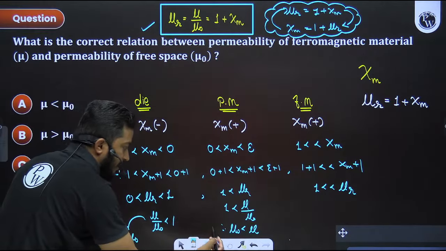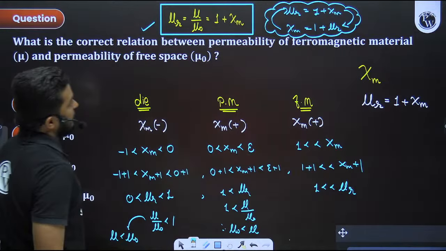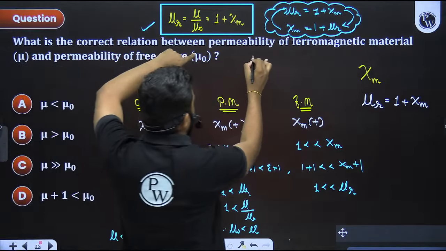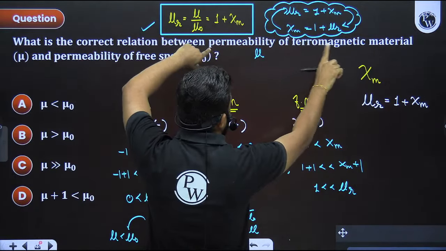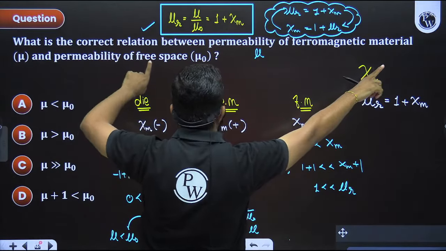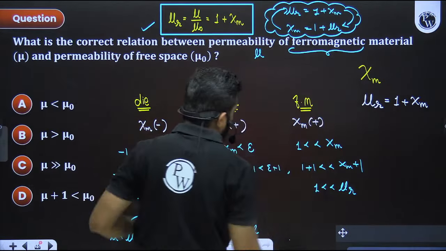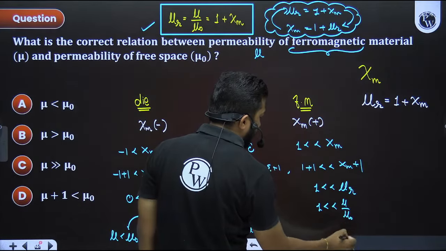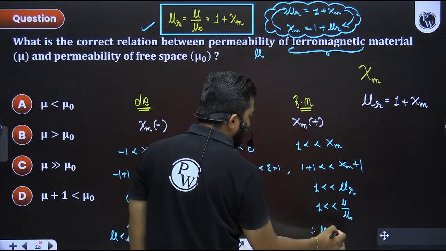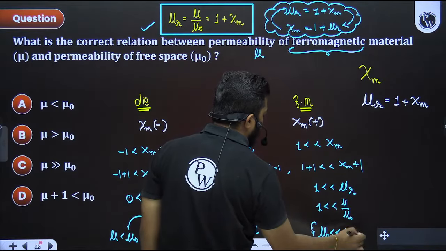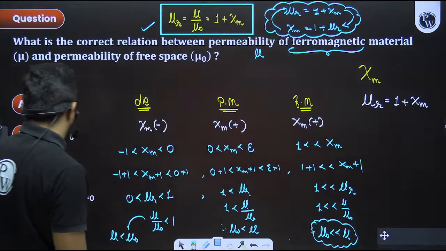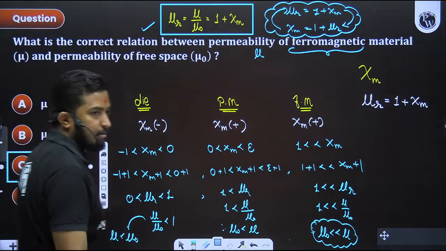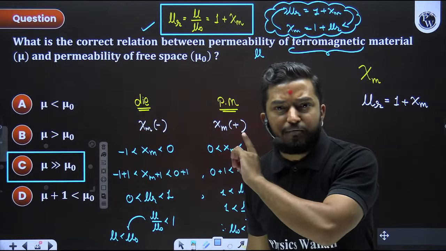For the paramagnetic we can say mu naught is less than mu. And what they actually asked here is the correct relation between the permeability of the ferromagnetic material, mu, and the permeability of free space. For the ferromagnetic, 1 is much less than mu r, which is mu upon mu naught. So finally mu naught is much less than mu. It is the perfect answer for the ferromagnetic element. So option C is the correct answer. It is not just one MCQ here.